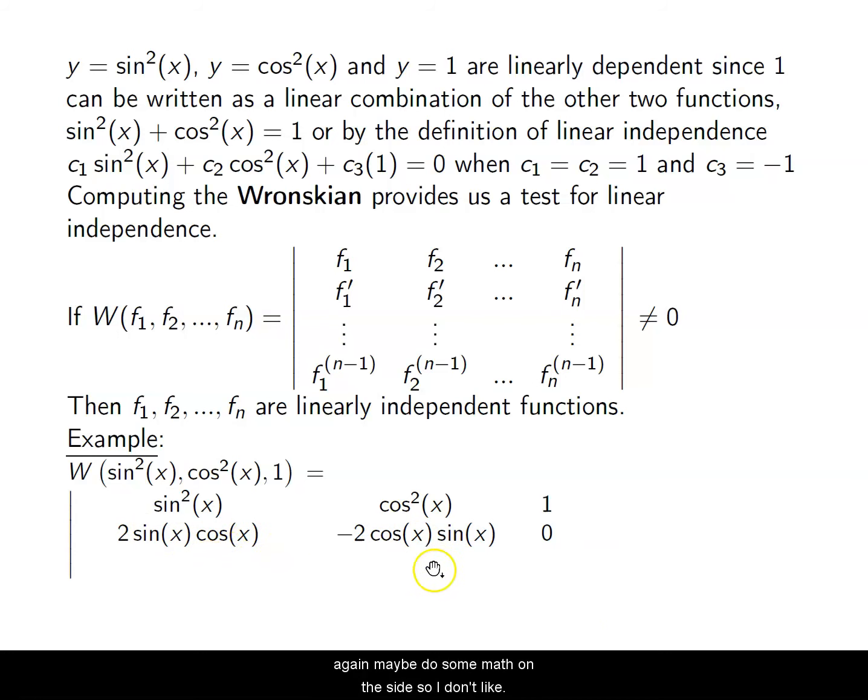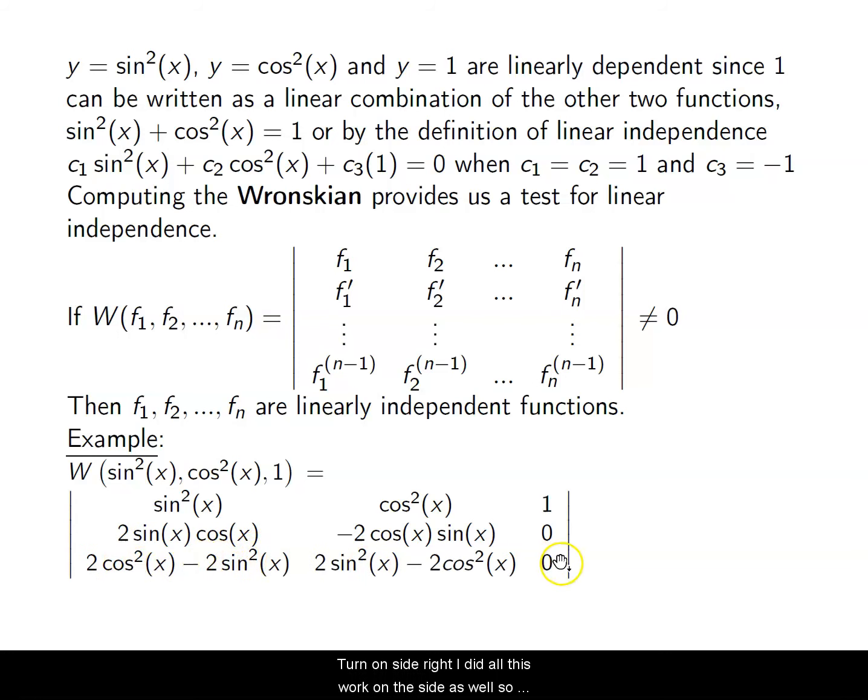So again, maybe do some math on the side because I don't feel like doing this. But you get 2 cosine plus 2 sine cosine. Sine? It doesn't matter. Do it on the side, right? I did all this work on the side as well. So you should verify on your own that these are the second derivatives.